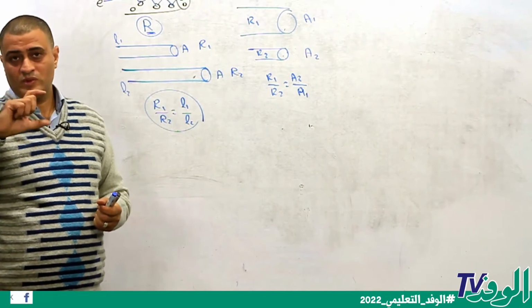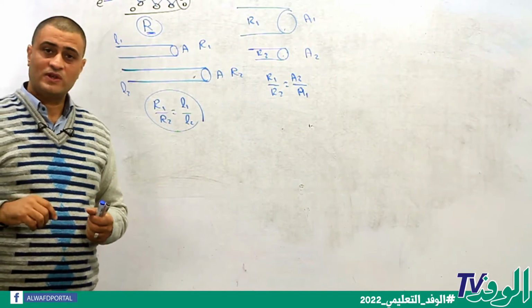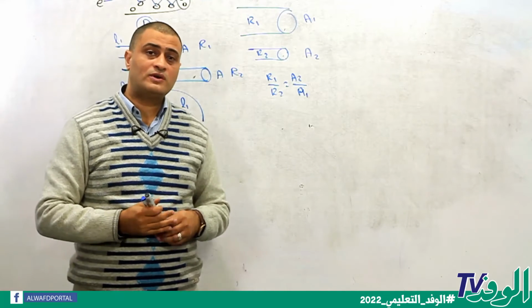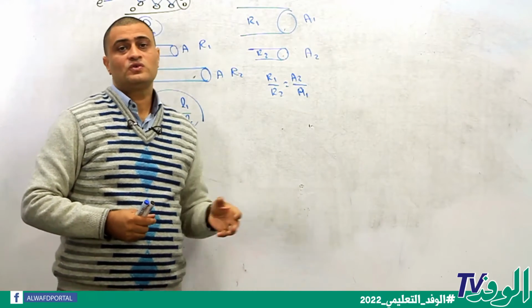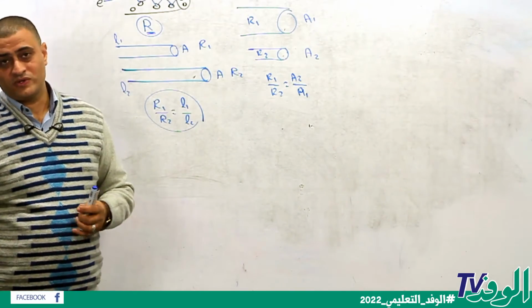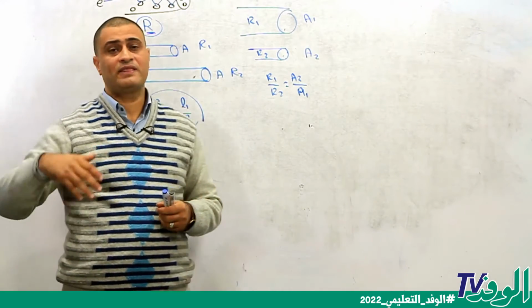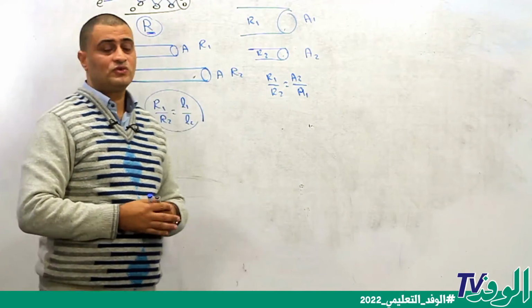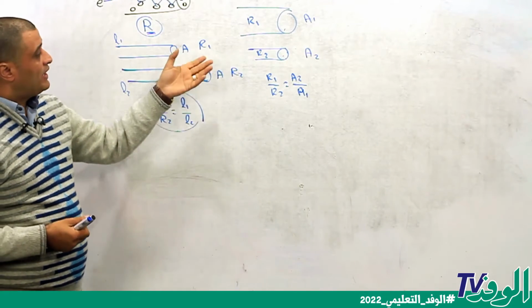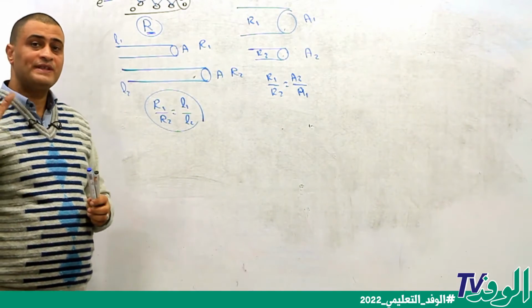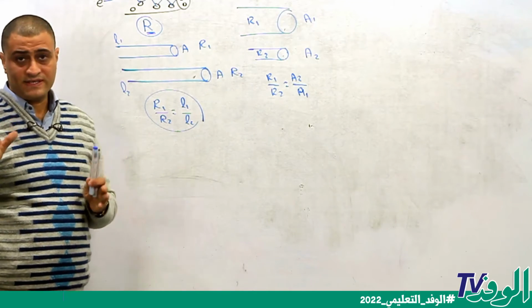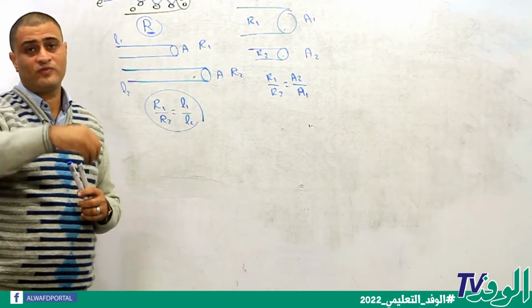Sometimes we will make it from aluminum because aluminum has low electric resistance. We can't make it from iron because iron has higher electric resistance and it can rust. This is called resistivity. Resistivity is the resistance which depends on the type of material.